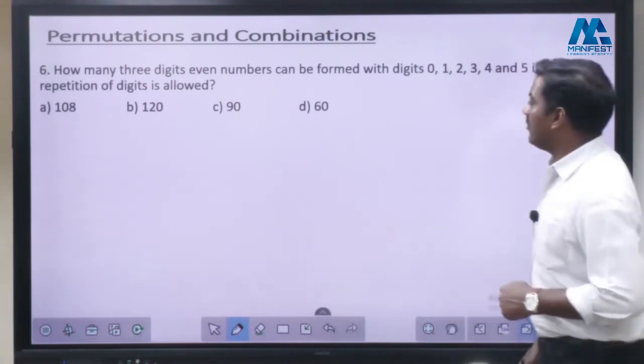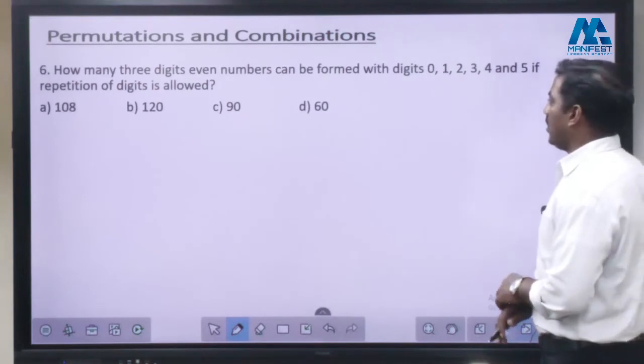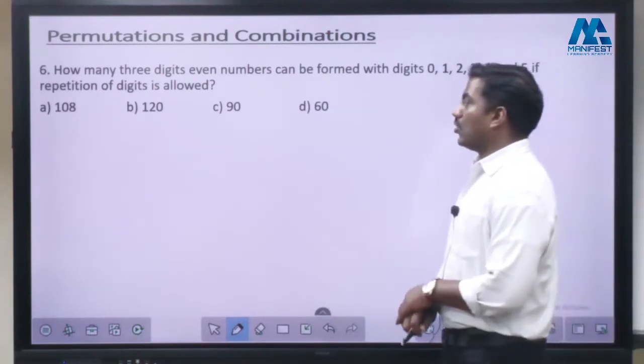How many 3-digit even numbers can be formed with the digits 0, 1, 2, 3, 4, 5 if repetition of digits is allowed? What are they asking?